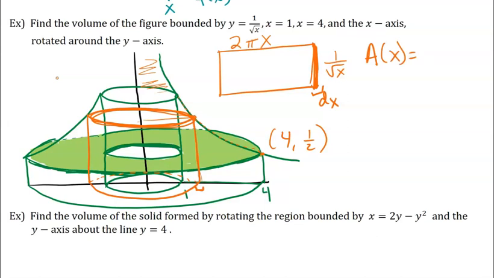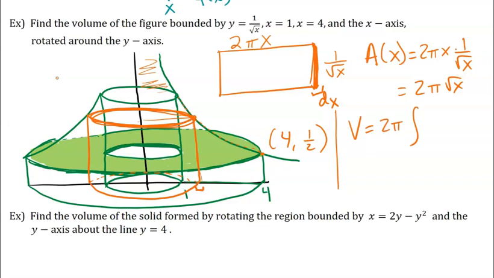All right, so as a function, the area of this is 2 times pi times x times 1 over root x, or if you want to simplify, 2 times pi times root x. And then our volume is 2 pi times the integral of root x dx. And our limits are, again, the left side of the region is 1, right side of the original region is 4, so from 1 to 4.